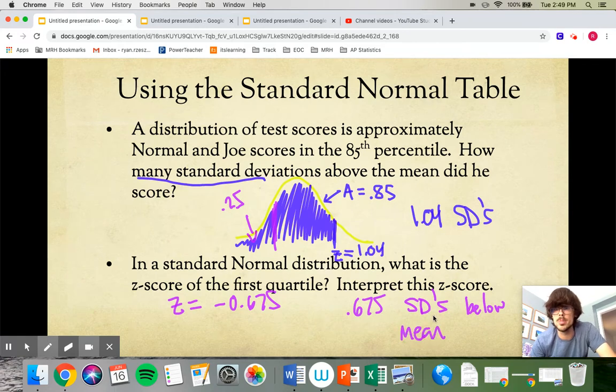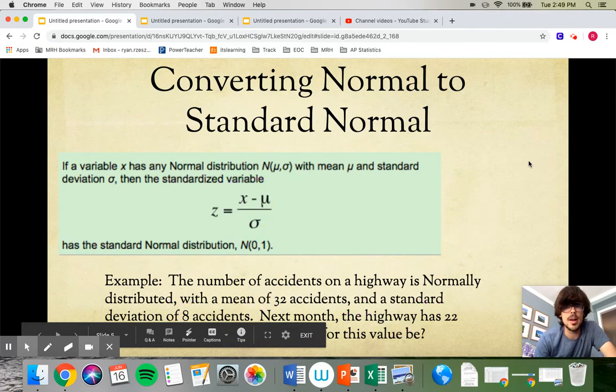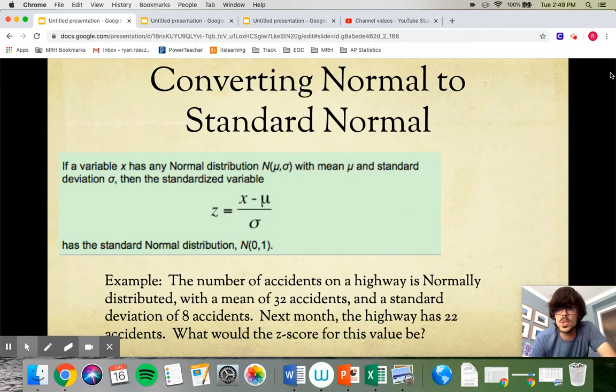How many standard deviations above or below the mean are you? And if you have a negative z-score, you are below the mean. So yeah, that's how you use the table. Now I need to talk about how we can apply this table to word problems.